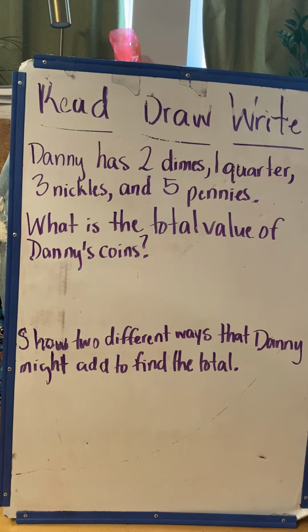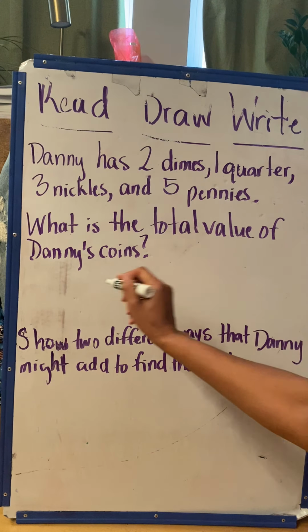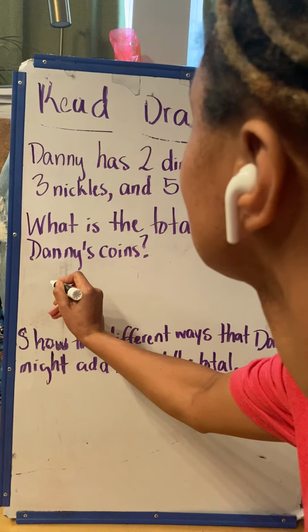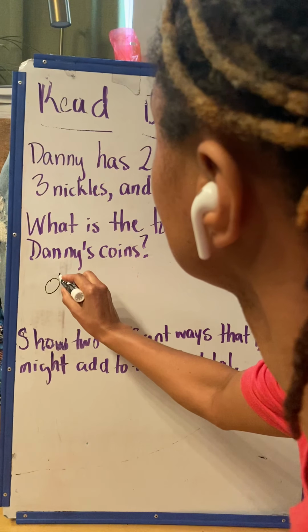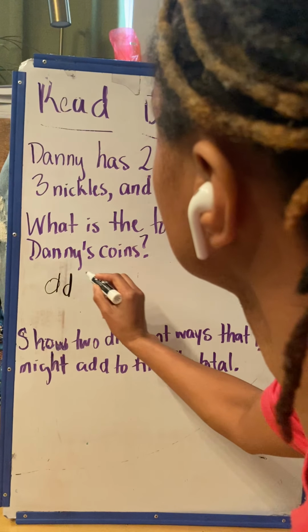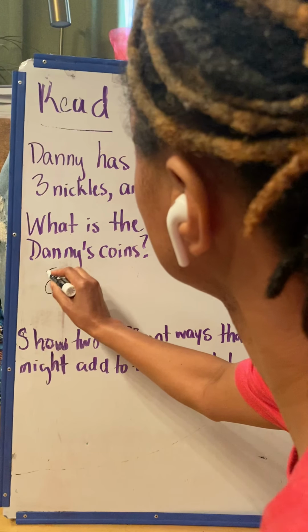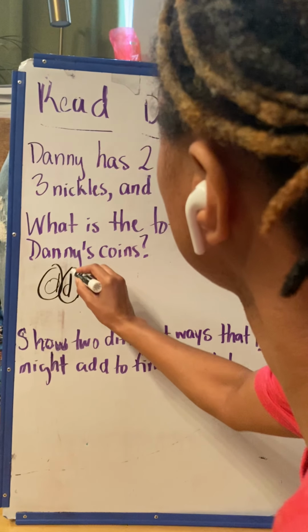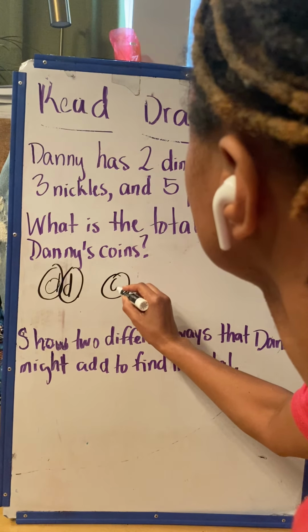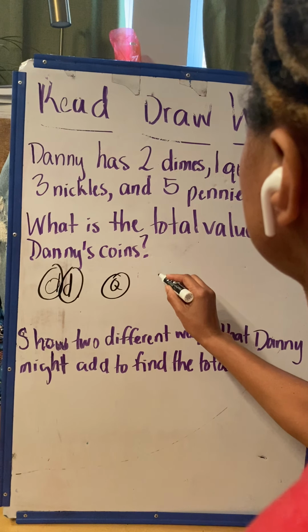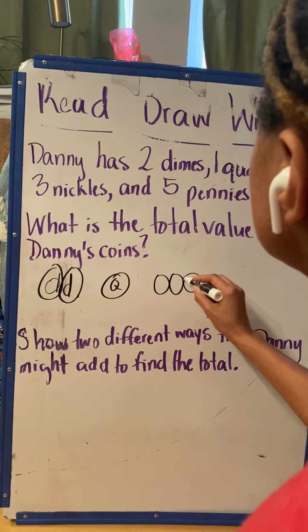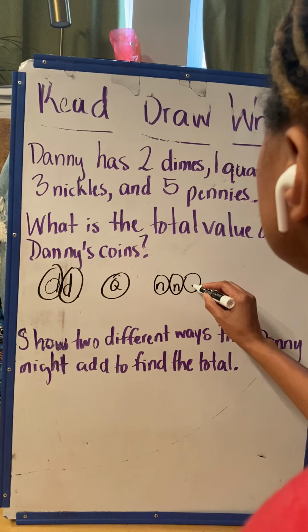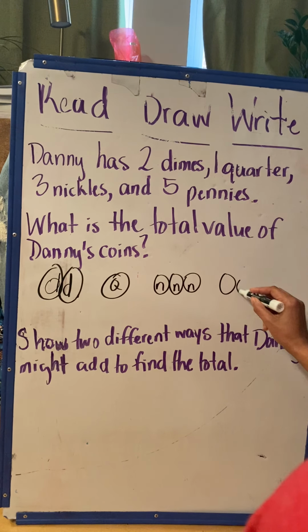So now that we've read the problem, we're going to go ahead and illustrate exactly what the problem is saying. So we're going to draw our 2 dimes. We're also going to draw our 1 quarter, 3 nickels, and 5 pennies.